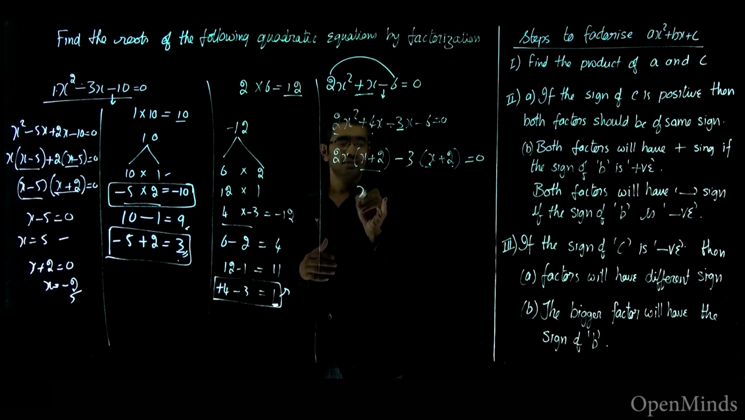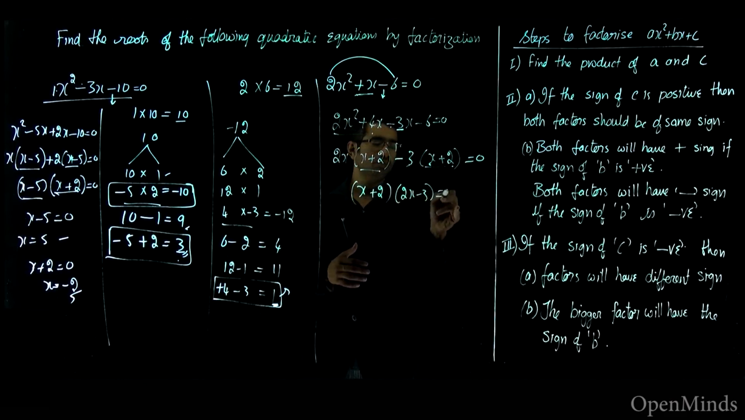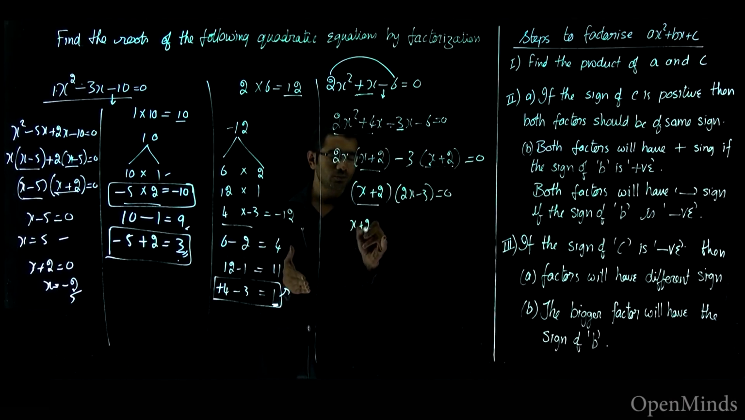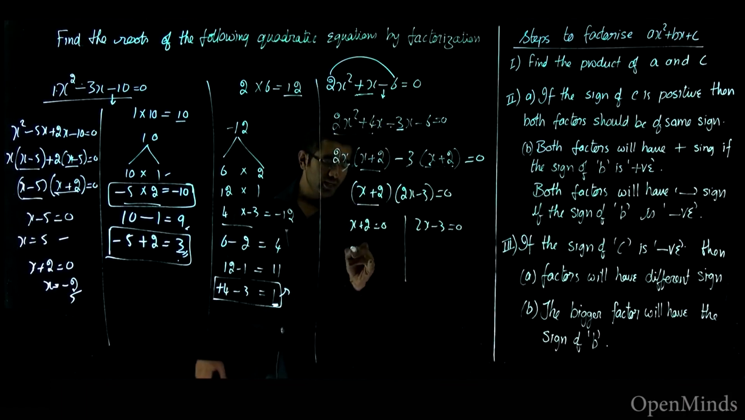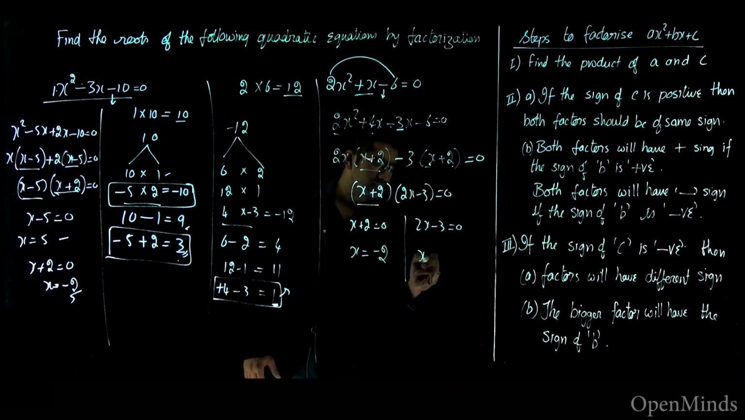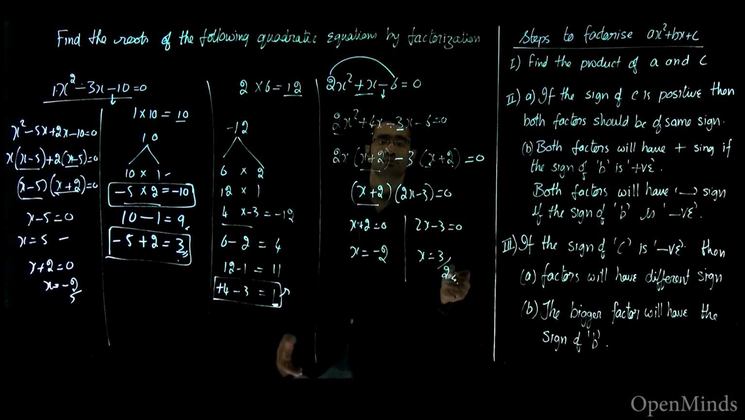That's equal to 0. You get x plus 2 common out, and you get 2x minus 3. Now equate this to 0. x plus 2 is 0, and also 2x minus 3 is 0. So x is negative 2 here, then x is 3 over 2, and these are the possible roots we have. That is it.